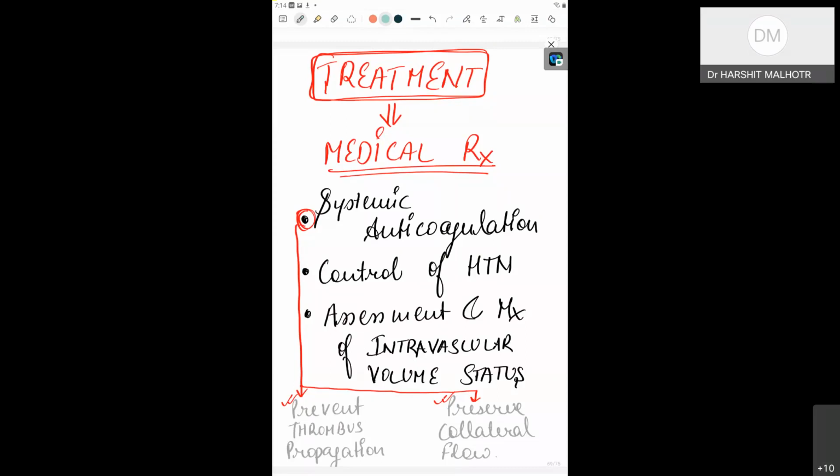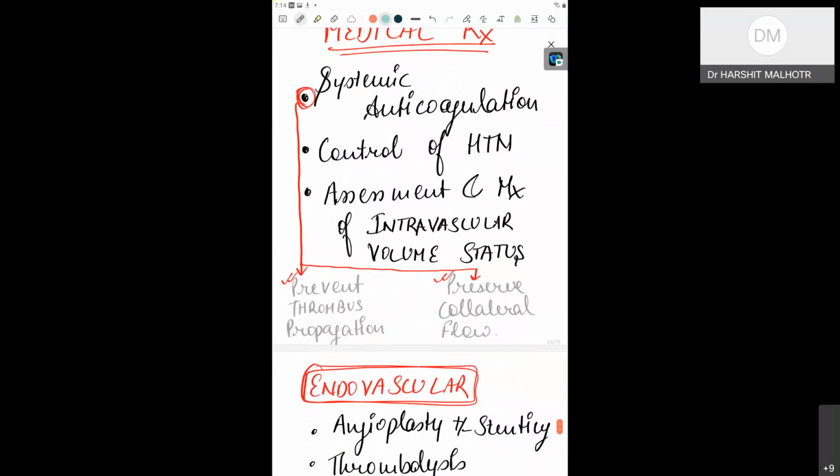Plus control of hypertension and assessment and management of intravascular volume status is very important, because as I told you, in a diseased vessel in atherosclerosis, if there is dehydration or decreased intravascular volume, then it can basically precipitate acute thrombosis of that atherosclerotic or diseased vessel. Assessment of intravascular volume status can be easily done nowadays by CVP monitoring or even monitoring of IVC diameter.